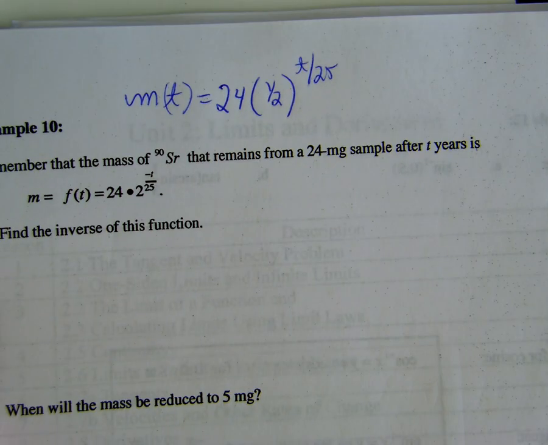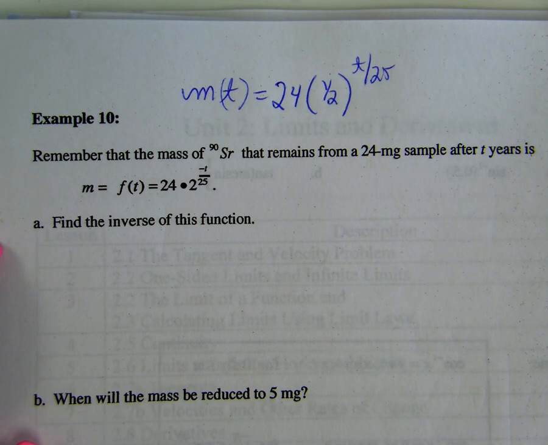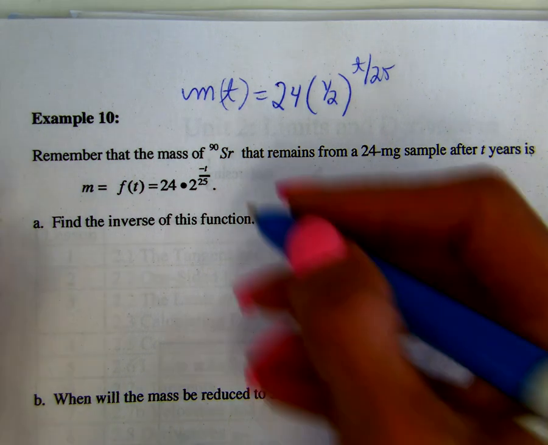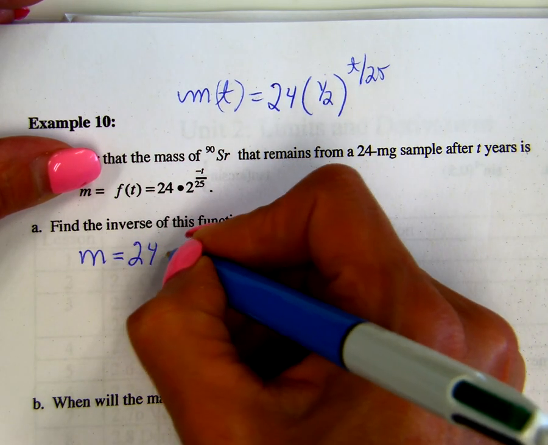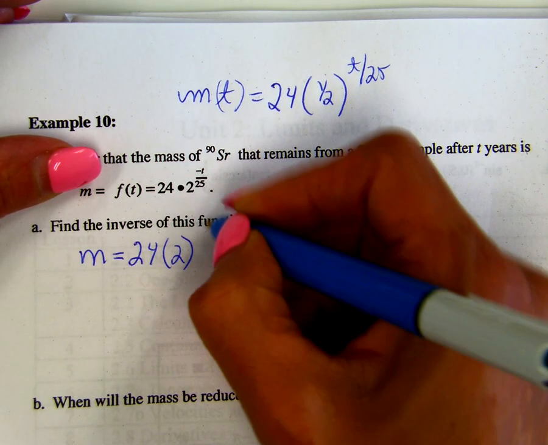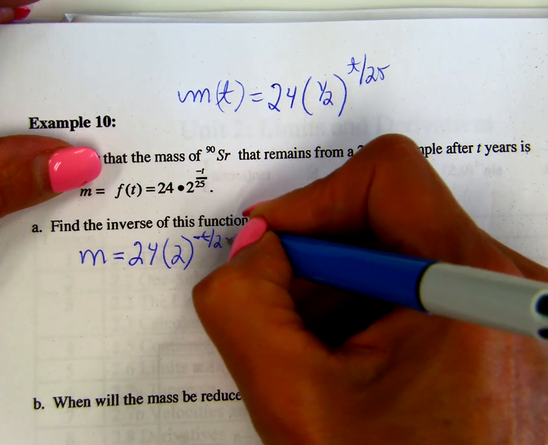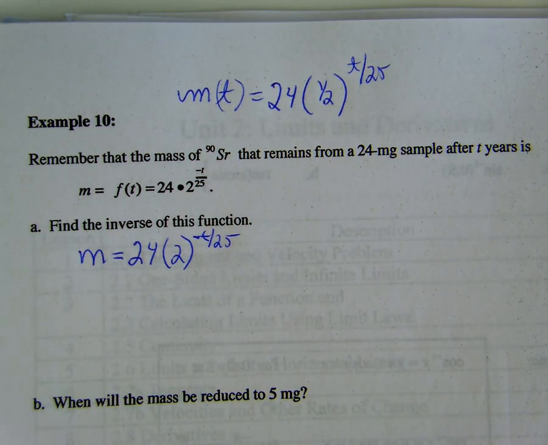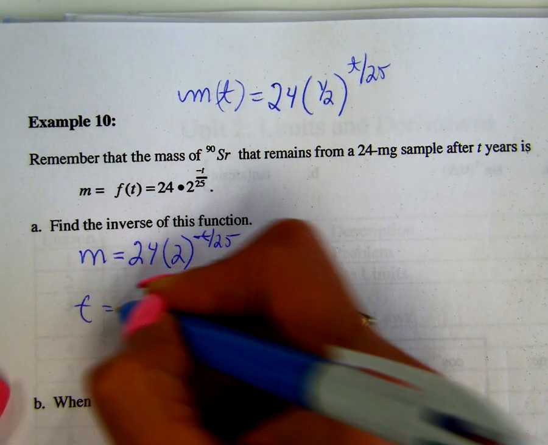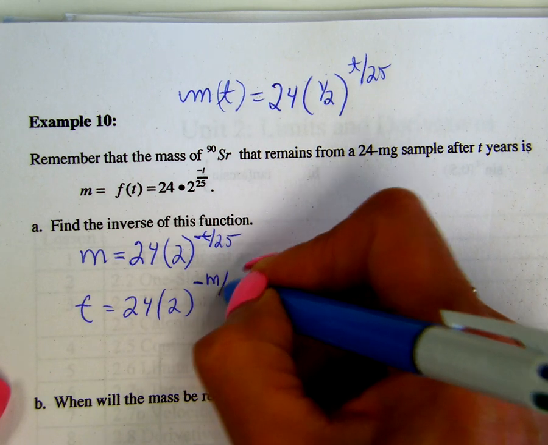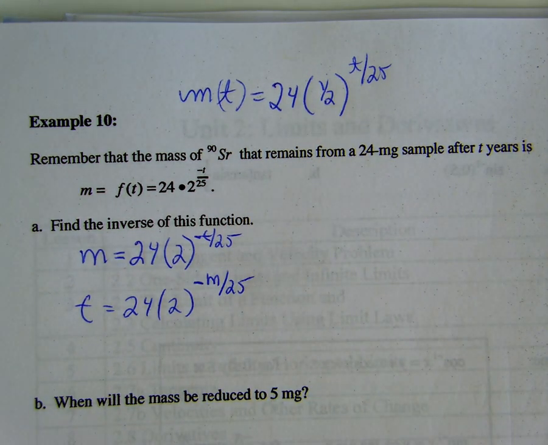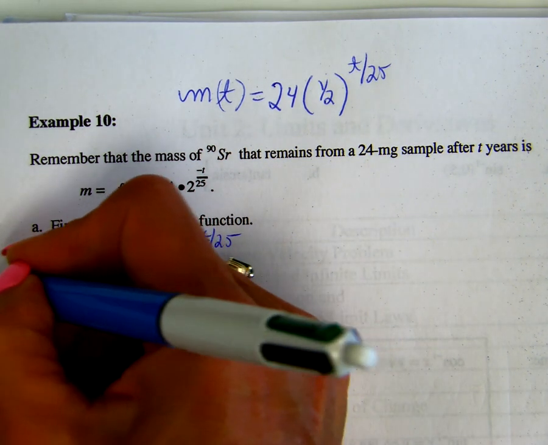So how do we find the inverse of a function? Well, let's try taking this function, mass remaining is equal to 24 times 2 to the power of negative t over 25, and let's find the inverse, aka exchange m and t and solve for m. That is, t is equal to 24 times 2 to the negative m over 25. So what are we doing here? We are finding the inverse.